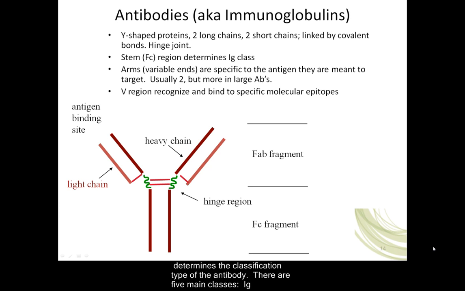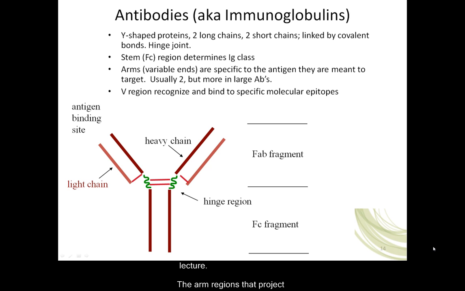The stem region determines the classification type of the antibody. There are 5 main classes. Ig stands for immunoglobulin, and the classes are IgG, IgA, IgM, IgE, and IgD. I always remember this as GAMED.